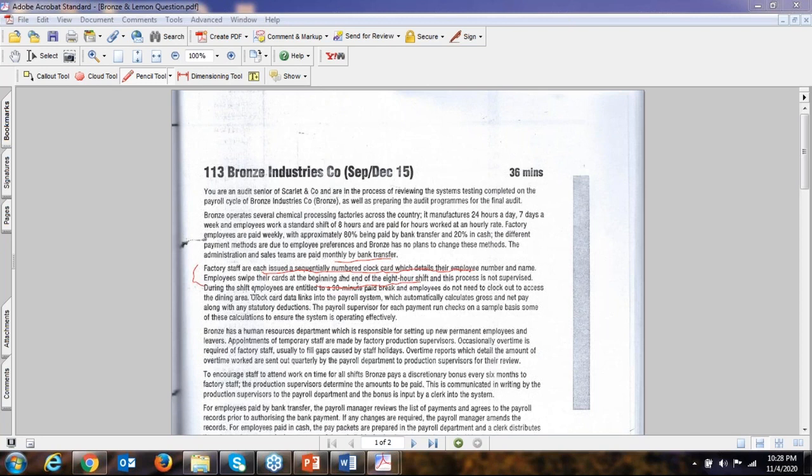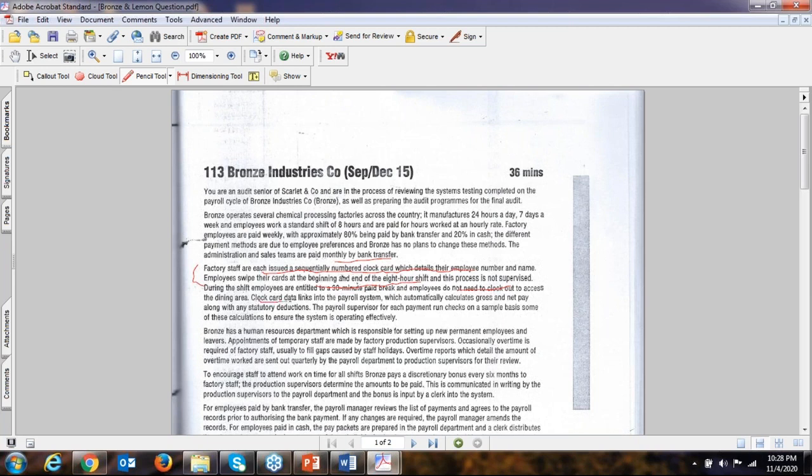Now, what next? Reading the next lines: during the shift, employees are entitled to a 30-minute paid break, and employees do not need to clock out to access the dining area. This is not a key control. This is a deficiency in the system.